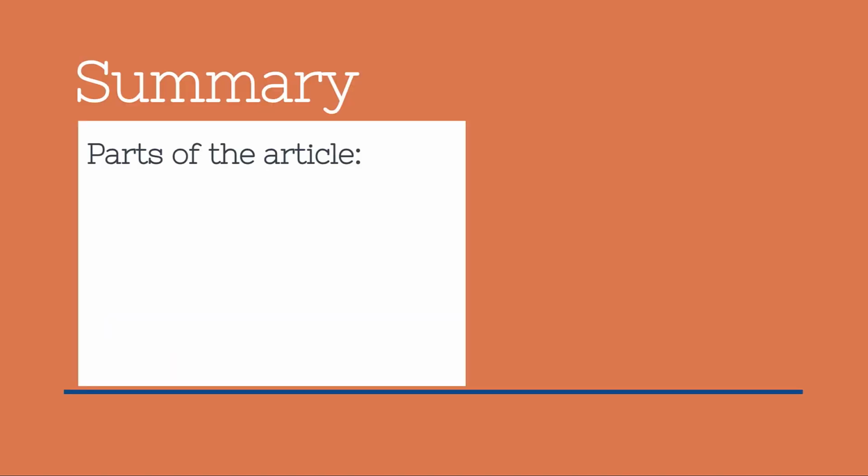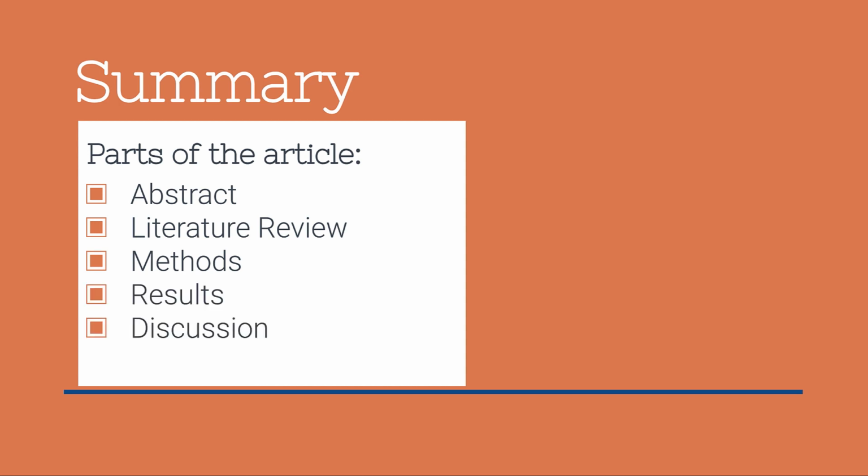In summary, the parts of the article are abstract, literature review, methods, results, discussion, and conclusions. And the important ones for you are first the abstract, then the conclusion, then the discussion, and finally the literature review, skipping the methods and results.